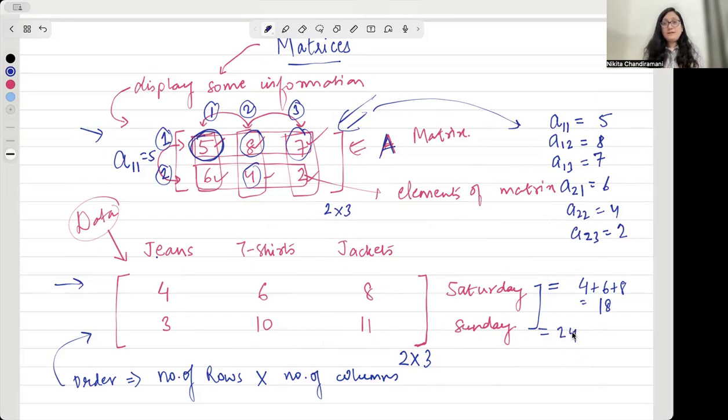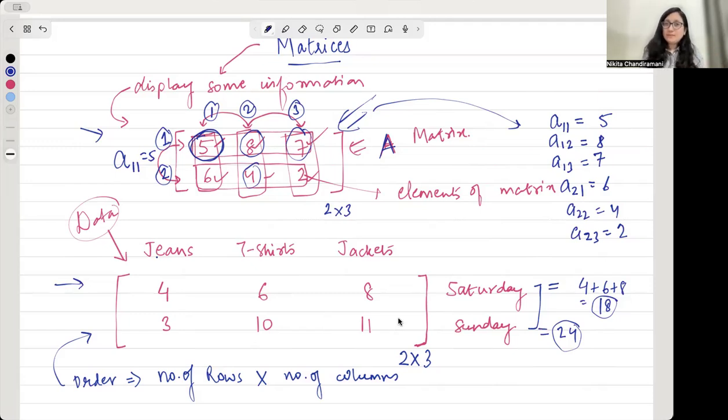So 24 entities were sold on Sunday. If we compare the entities sold on Saturday versus Sunday, we can say that this time the sales on Sunday were more than sales on Saturday. Depending on the costings and all, these are further things that you will do. But as I said, the number of entities is what we are finding out. So the number of entities sold on Sunday were more than the number of entities sold on Saturday.